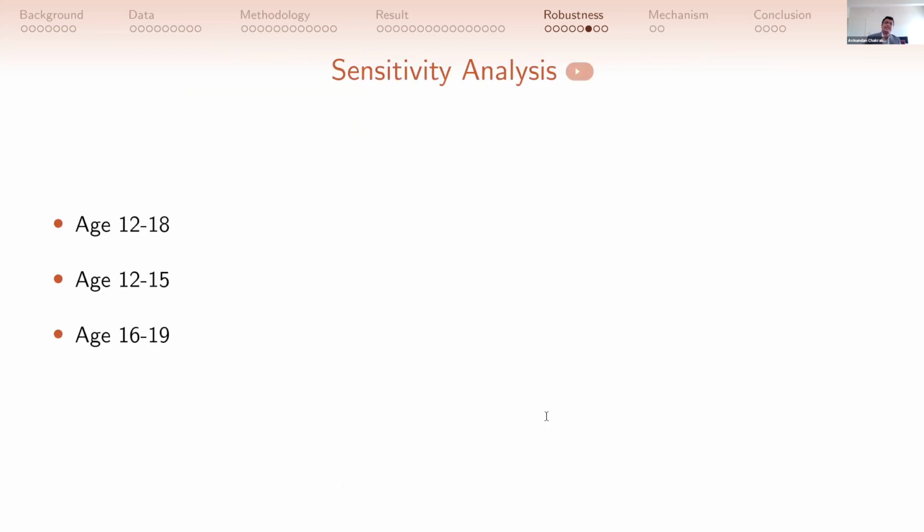I do some sensitivity analysis because I define my adolescents from age 12 to 19. So I check if my results are sensitive to that definition. So what I do is I check my results from 12 to 18 by defining the adolescents from 12 to 18. And I have also divided my results by 12 to 15 and 16 to 19.